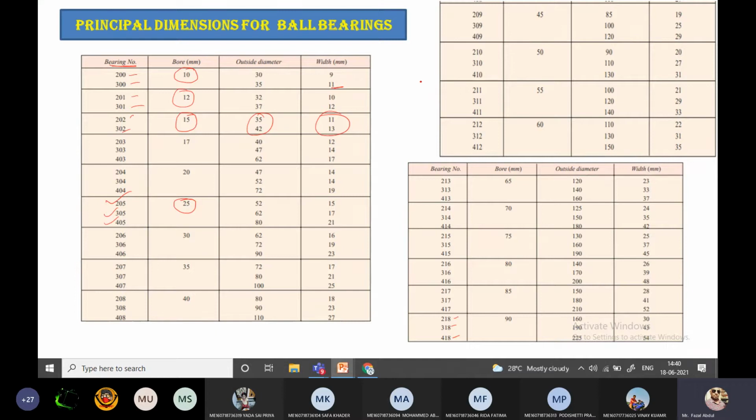This may be provided in the examination as a data book. Otherwise you have to remember a few values. Suppose 25 means these three values are there, 30 means these three values are there, 35 means these three values are there. Some few values you have to remember, otherwise you have to ask the invigilators for a data book. Through that we can easily identify which series bearing is suitable for the given problem.